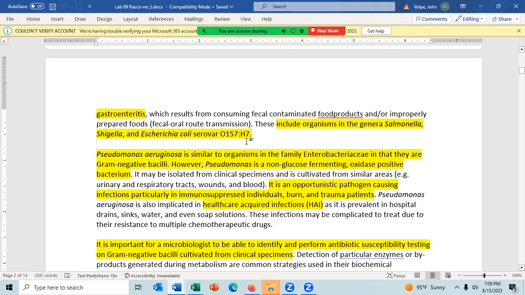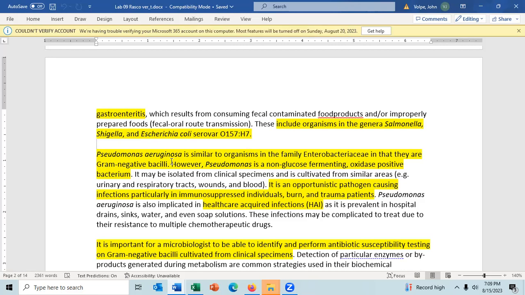All right. The Pseudomonadaceae is a family similar to the family Enterobacteriaceae in that they are all gram-negative bacilli. Pseudomonas aeruginosa is the most famous member of the Pseudomonas because it's a human pathogen.